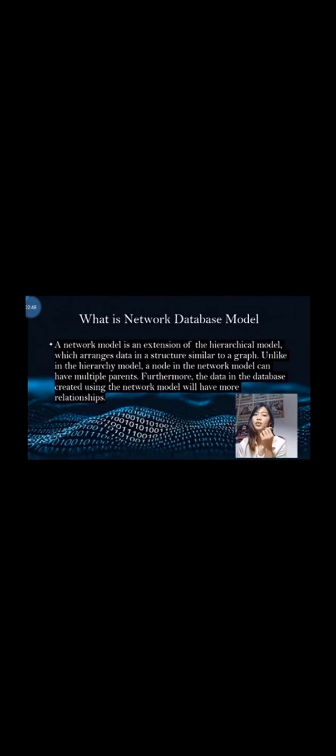The next one is the network database model. What is the network database model? A network model is an extension of the hierarchical model, which arranges data in a structure similar to a graph. Unlike in a hierarchical model, a node in the network model can have multiple parents. Furthermore, the data in a database created using the network model will have more relationships. This type of linking among data helps to access data easily and much faster. This model helps to represent many-to-many relationships. As you can see in the picture below, this is an example of a network model.